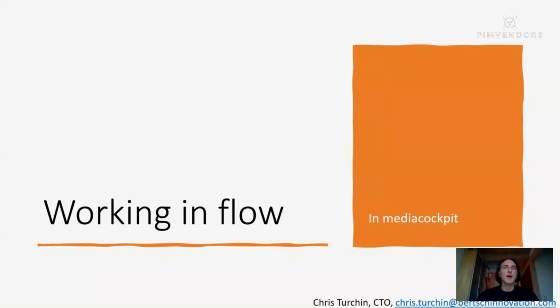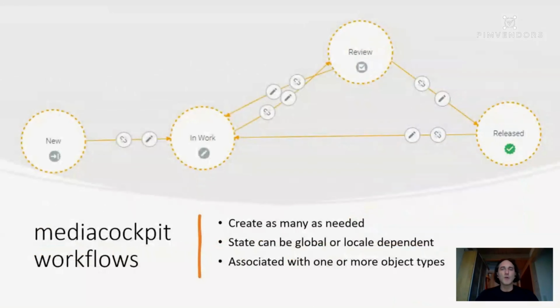I'm Chris Turchin, and I'm happy to talk to you a little bit about workflow in Mediacockpit and just working in flow. I think the important thing there is not so much the workflow aspect, but really keeping that flow and moving smoothly through the system. But of course, we have a workflow engine within the system. You can have different workflow statuses, as many or as few as you want. The states can be global, they can be language specific, and they can be associated with different object types. What does that mean? You could have different workflows for your media than for your products, etc.